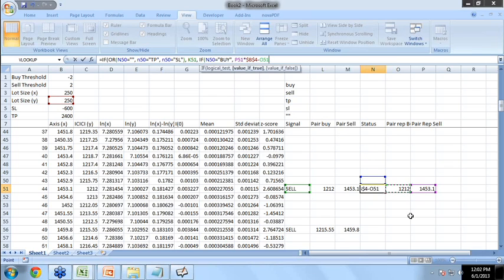this thing into, or in fact, just to avoid circular references later on, instead of using P51, I'll be using P50, because in this particular case, since there was a buy, there must have been buy and sell values corresponding to this as well.